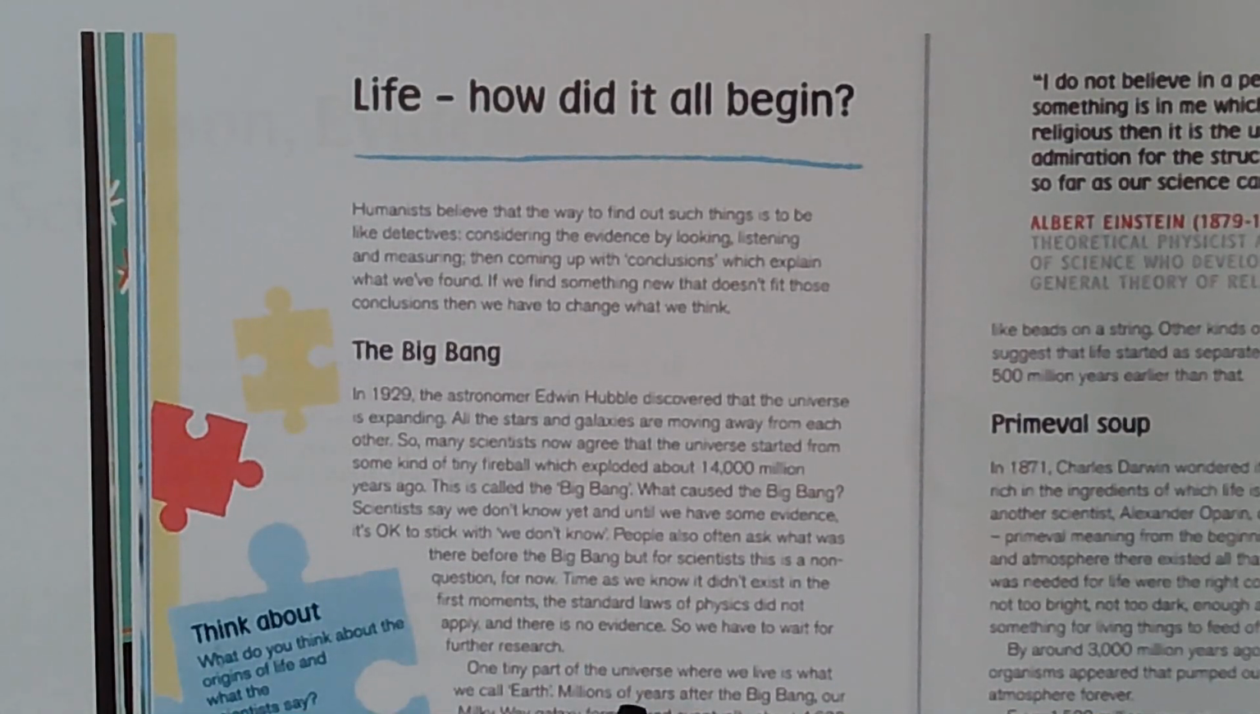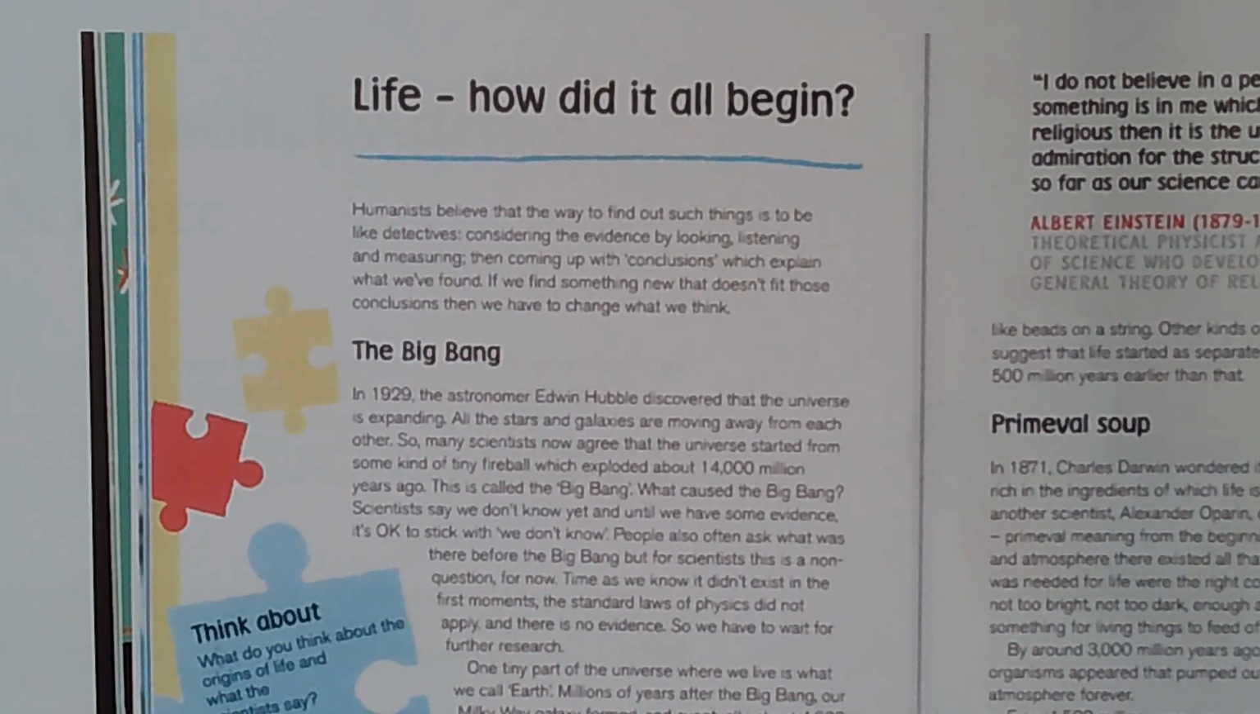One tiny part of the universe where we live is what we call Earth. Millions of years after the Big Bang, our Milky Way galaxy formed, and eventually about 4,600 million years ago, our solar system, including the Sun and Earth, was born. As Earth cooled down, it formed layers, some molten and some solid. Heat flows upwards in streams from the Earth. When these streams of heat reach the deeper crust, patches of crust sometimes melt, and this comes to the surface, and we see it as lava when volcanoes erupt.